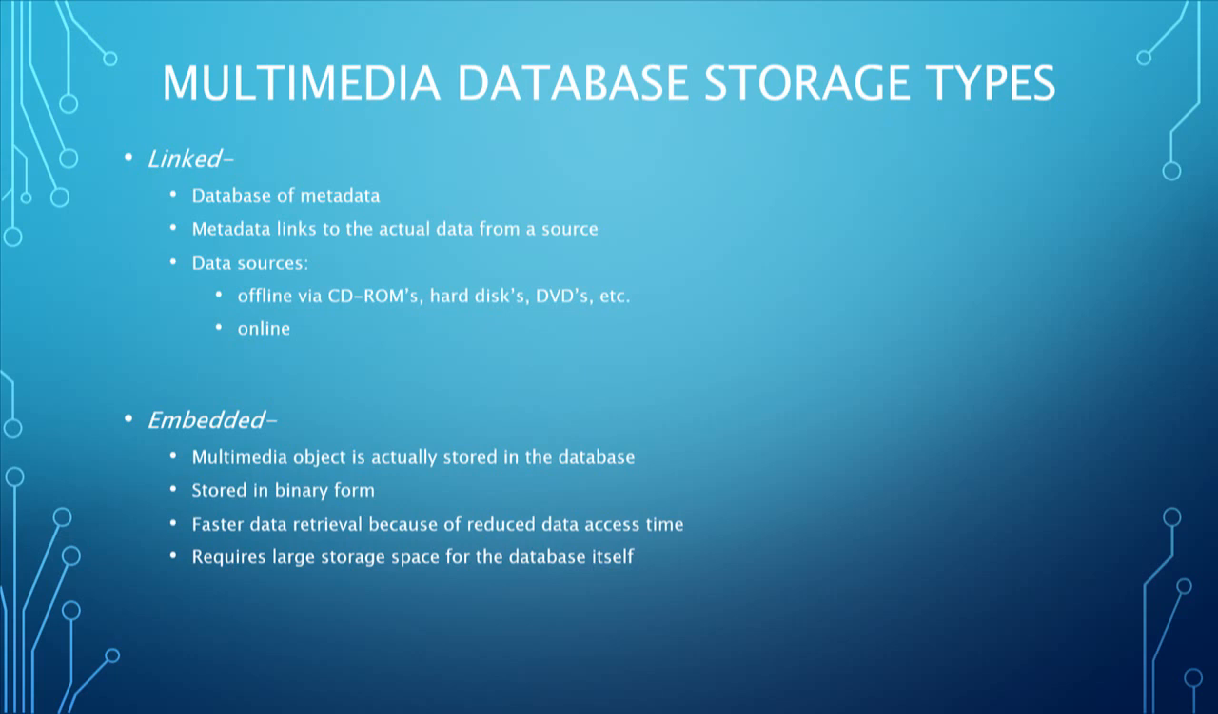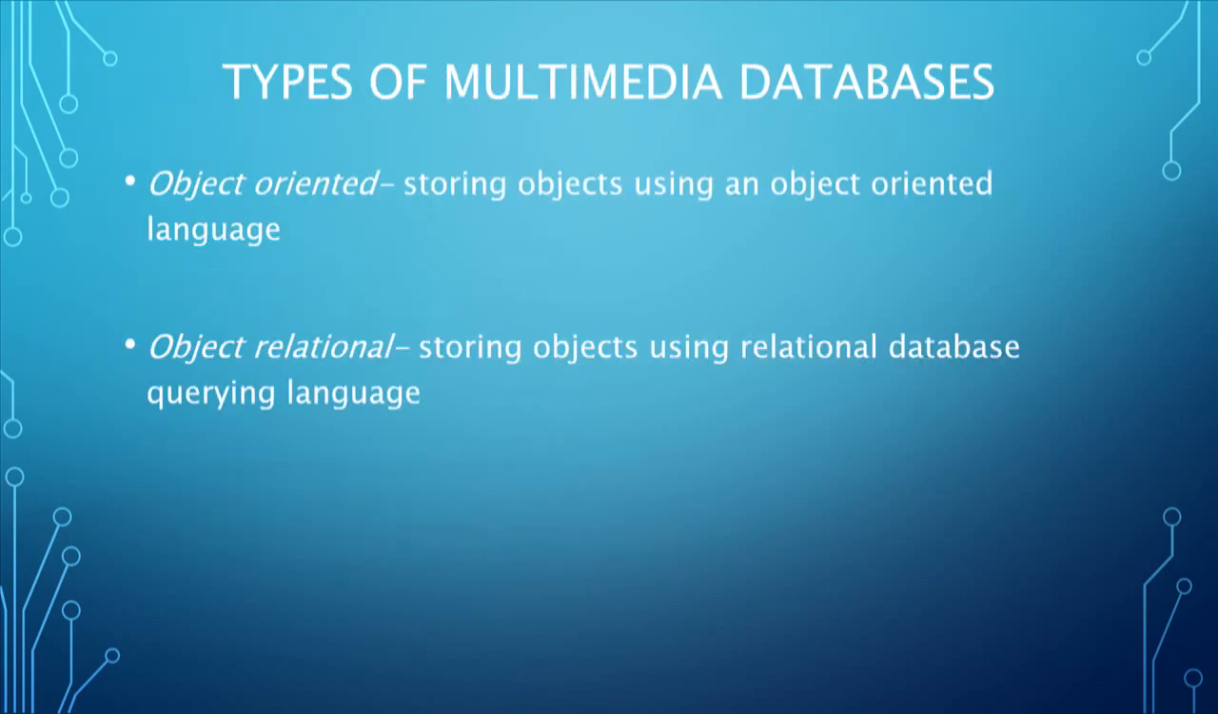For the embedded side, you're actually storing the multimedia object in the database itself. It's just stored in a binary form. It's better for faster retrieval of the data because it's stored locally and doesn't have to go out and find it. But it also requires you to have a lot of storage space in order to accommodate those files.